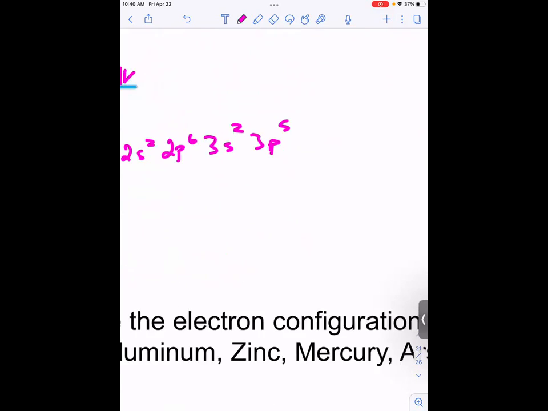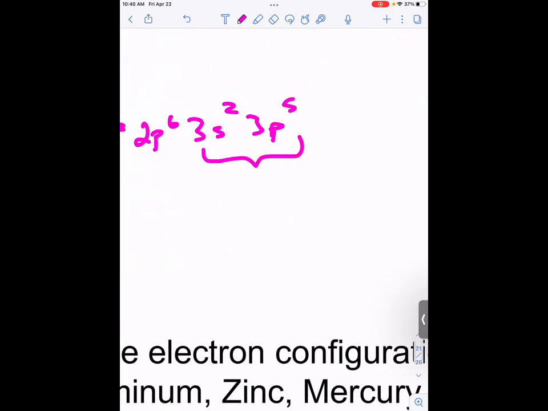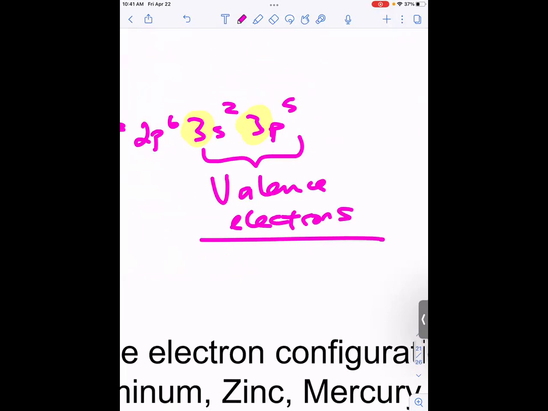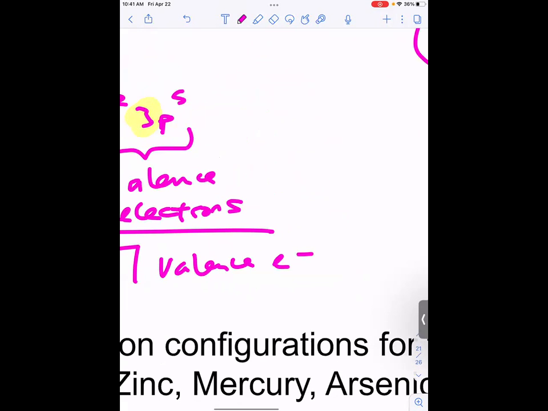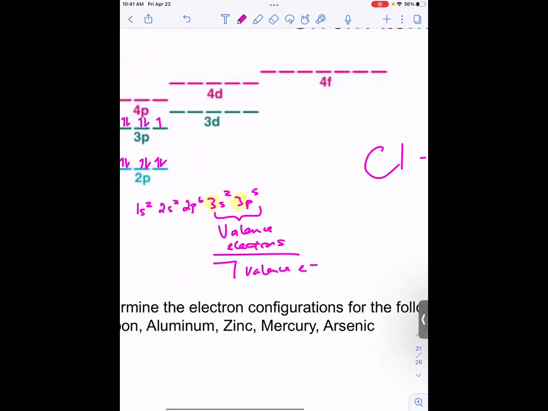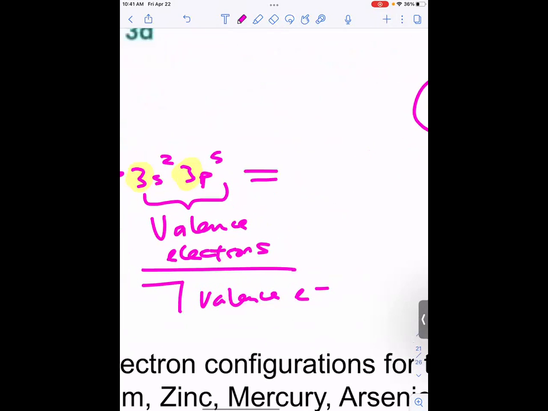Notice here, this is my valence shell because the principal quantum number is 3 for both. So these are my valence electrons. And this has 7 valence electrons. What's the group number for chlorine? Where is it situated on the periodic table? We know it's a non-metal. We know it's on the right side of the periodic table, but what's the group number for it?